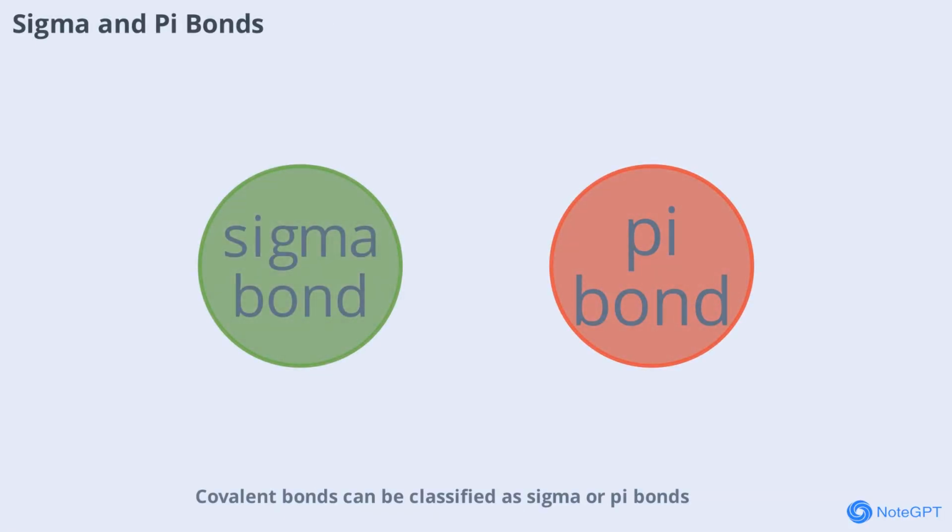Covalent bonds can be classified as sigma or pi bonds. Sigma bonds are formed by the direct overlap of orbitals and are the strongest type of covalent bond. Pi bonds result from the side-by-side overlap of orbitals and are found in double and triple bonds. The combination of sigma and pi bonds determines the strength and properties of multiple bonds in molecules. Recognizing these bonds is essential for understanding molecular structure.